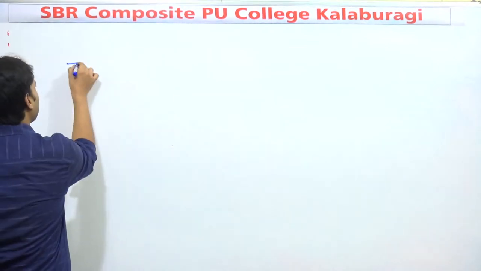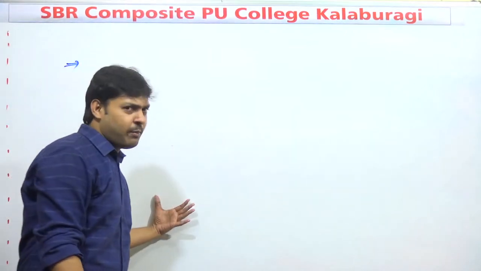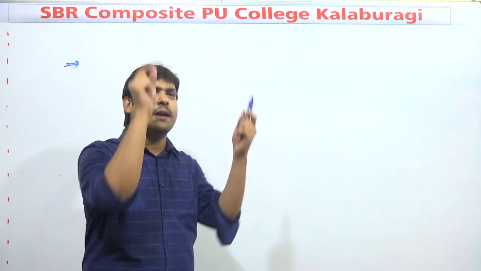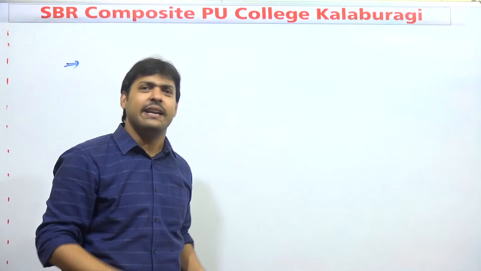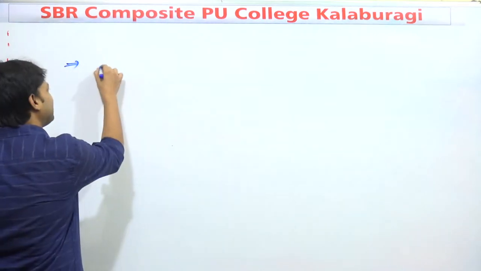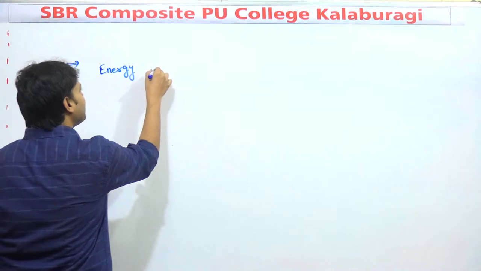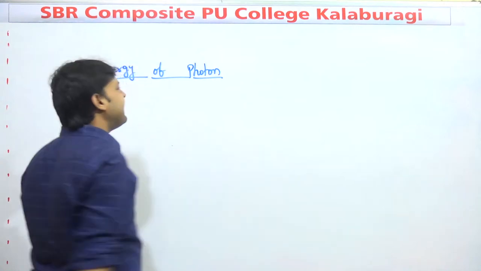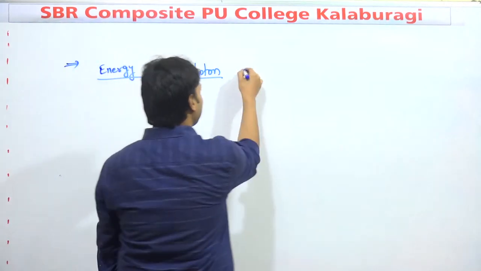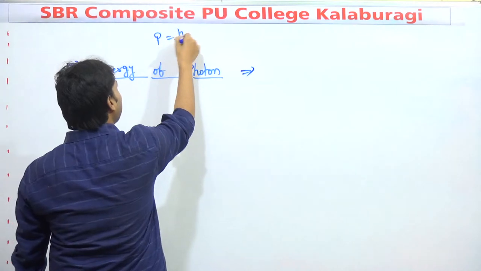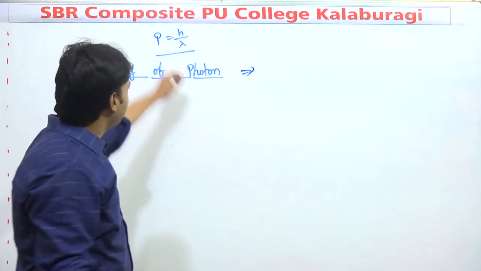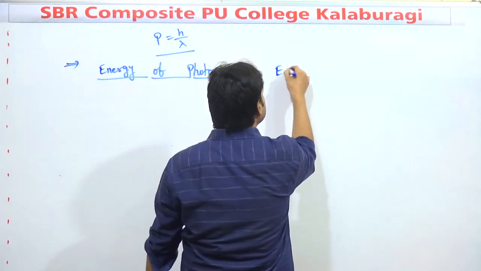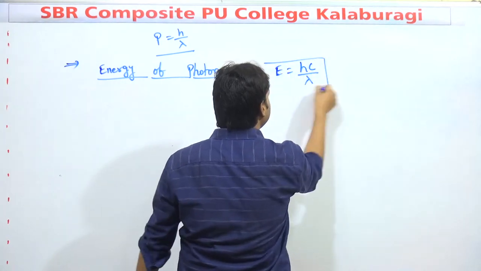Now next point, what did De Broglie say? First he said about the momentum. Next point: a source is there, and from that source particles are coming. Particles are coming in the sense that they will come automatically, energy required, right? So he is talking about the energy of the photon. So what is the energy of the photon? We know the momentum of the photon is h by lambda. Now the energy of the photon, he gave as E equals hc by lambda.